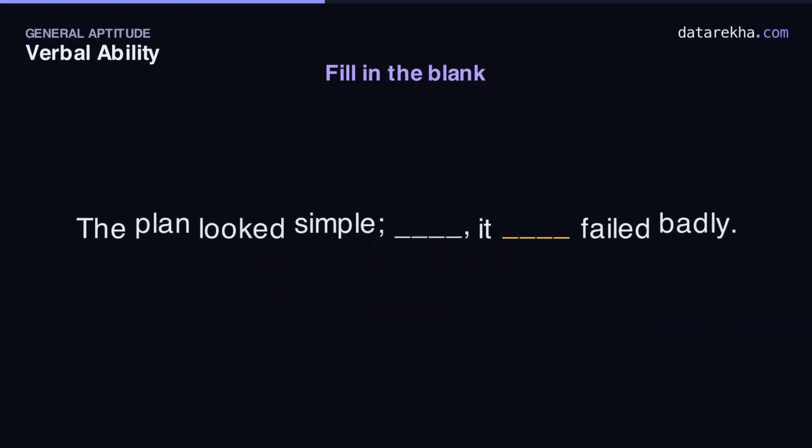First, a contrast. The plan looked simple. Blank, it failed badly. Simple, then failed. The two halves pull in opposite directions. That clash calls for a contrast word. Therefore and because signal cause, and signals addition, only however marks the turn. The plan looked simple. However, it failed badly.